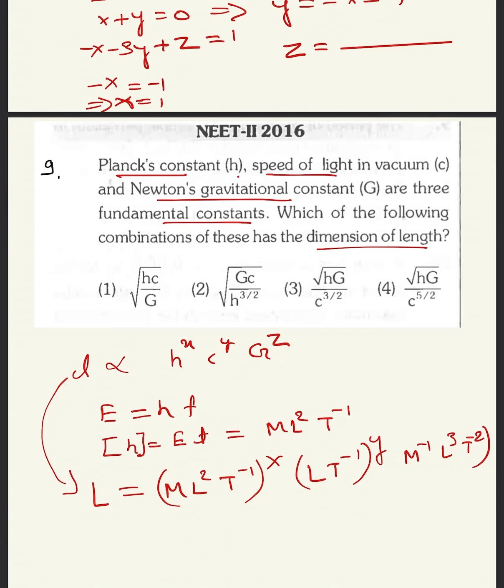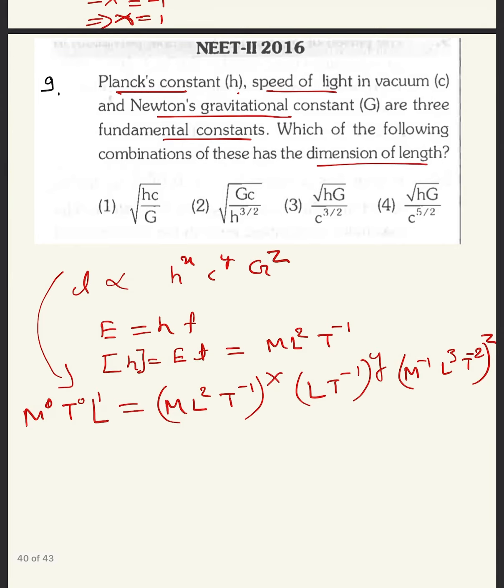Minus 2 to the power z simply. Now I will simply compare powers of m, l and t. Here m to the power 0 and l to the power 1 and obviously t to the power 0. So I will simply write the equation and then you solve it completely.